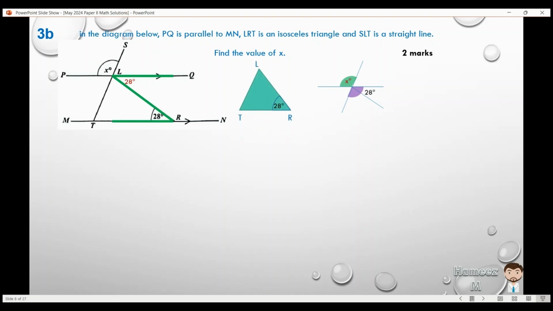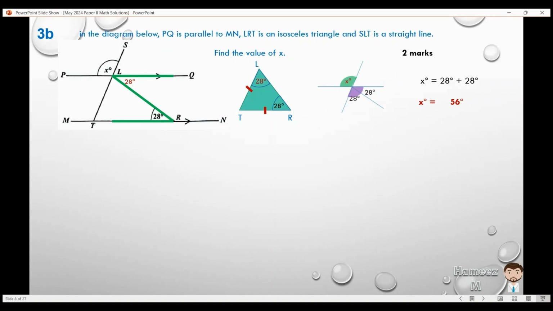So if it's an isosceles triangle L, R, and T, and we know 28 degrees at R, let's consider that these two sides, LT and TR, are the same, because isosceles triangles mean two sides are the same. So if there's 28 degrees at R, then there's 28 degrees at L. We can now put in 28 here as well on the purple side, which means that x is equal to 28 plus 28, because they're vertically opposite. Those angles are the same. So x is equal to 56 degrees. And the question has been solved.